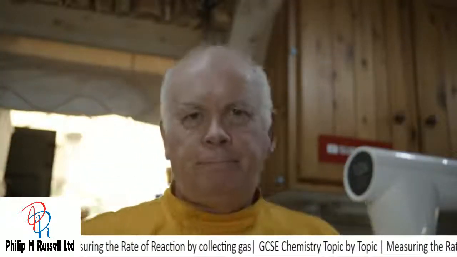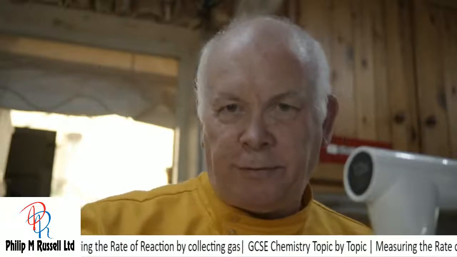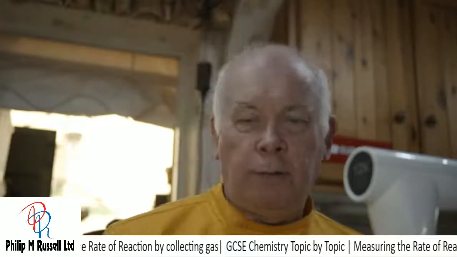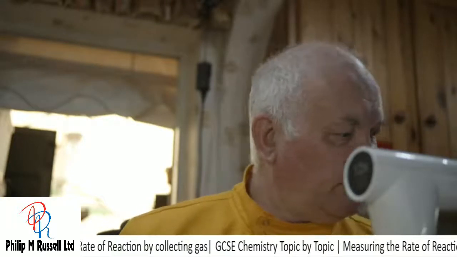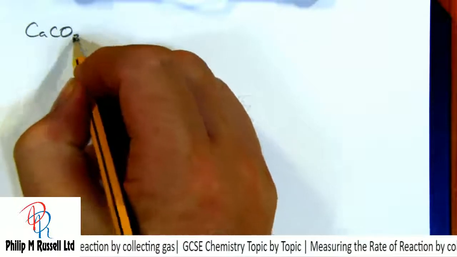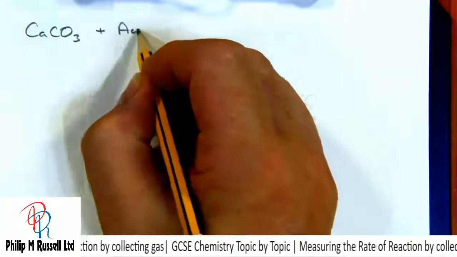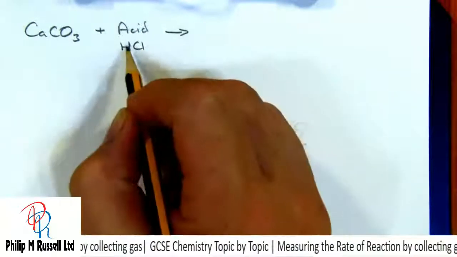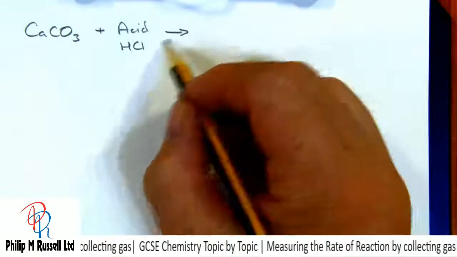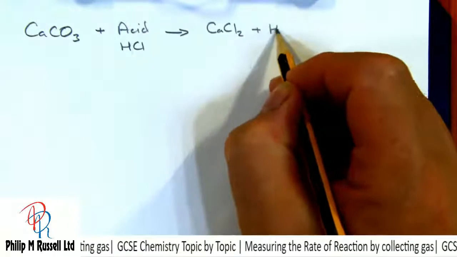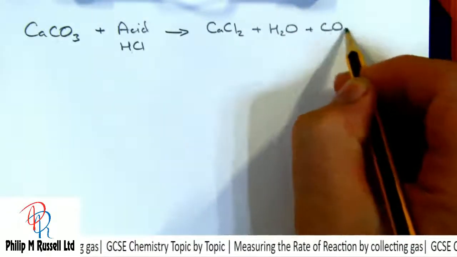What have we done? We've looked at 3 different experiments. We've looked at the production of carbon dioxide from calcium carbonate. So we took calcium carbonate plus some acid, and we used vinegar. This time we used hydrochloric acid, and acid plus a carbonate gives us a salt. This time it was calcium chloride plus water plus carbon dioxide.